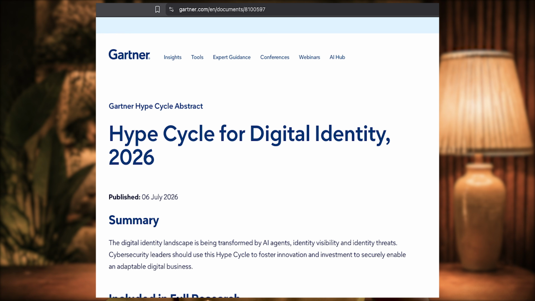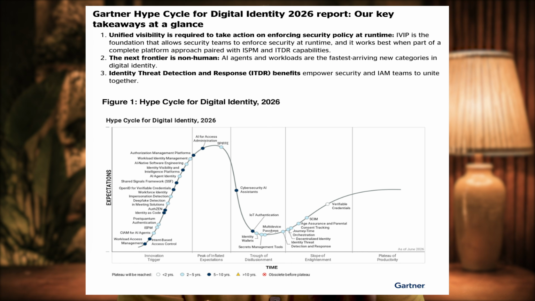Number 2, on the 6th of July, Gartner published its 2026 Hype Cycle for Digital Identity, and it confirmed something important. Identity security is converging into a single life cycle that we all know: see, harden, detect, and stop. I will explain exactly what that means later in this video, because that convergence is the new version of identity security.